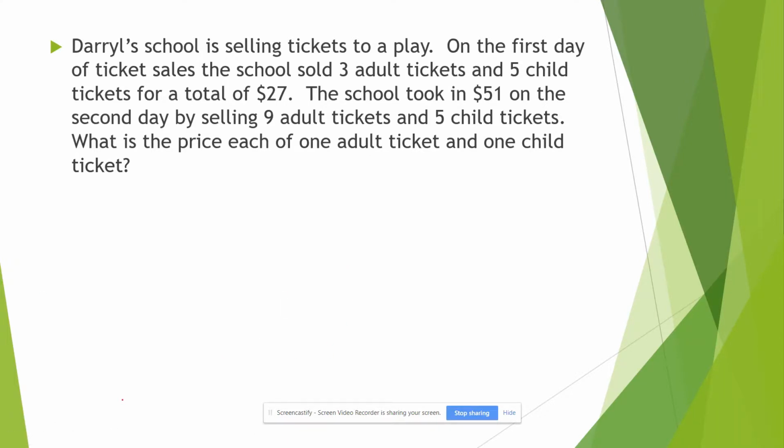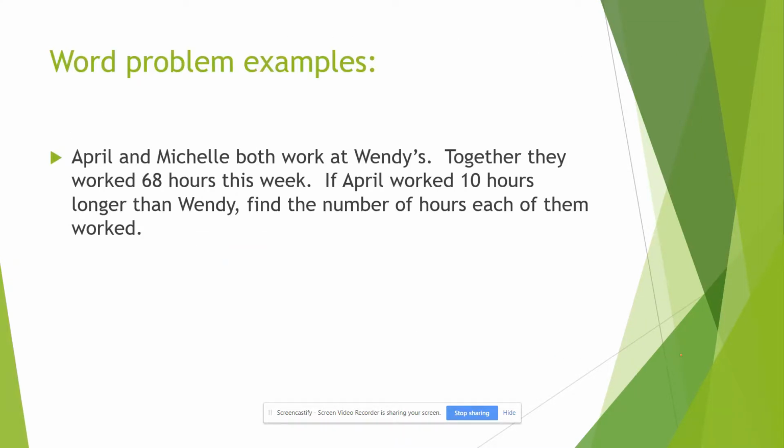Now we're going to talk about our word problems. So these are going to be system of equations word problems, and I'm going to apologize because I think I got a little carried away. This Wendy should really be Michelle. And again, I apologize for that.